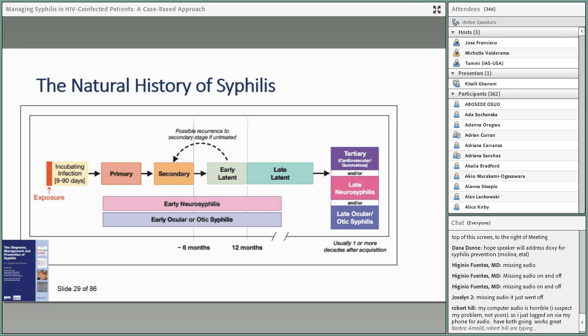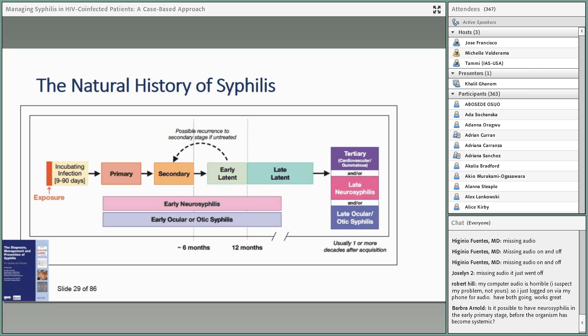In early latency, up to a year from the time of exposure, you treat all stages of syphilis, essentially primary, secondary, and early latency, and that's called early syphilis. You treat them with a single dose of benzathine penicillin. With late latency, it's treated with 3 doses of benzathine penicillin, 1 dose each week. And so treatment is different between early latency and late latency.